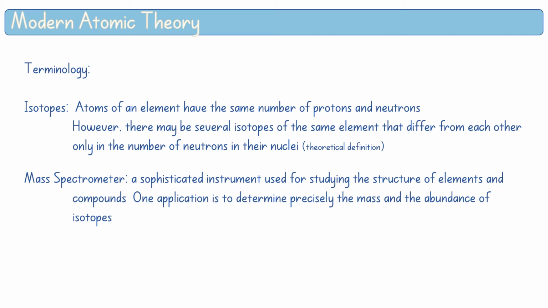We can use a machine called a mass spectrometer to study the structure of elements and compounds. One application of a mass spectrometer is to determine precisely the mass and the abundance of isotopes.